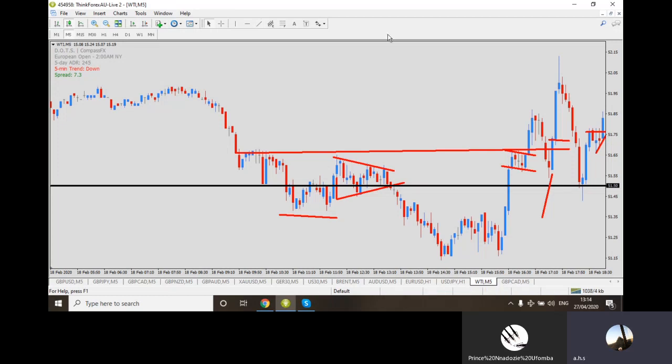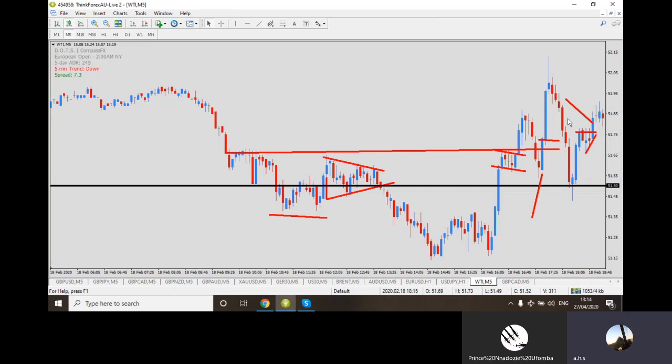The reason I like it as well is the fact that we've come off strong momentum and then we've gone sideways. So I'm long on this candle, long on that candle, and we're playing that forward.